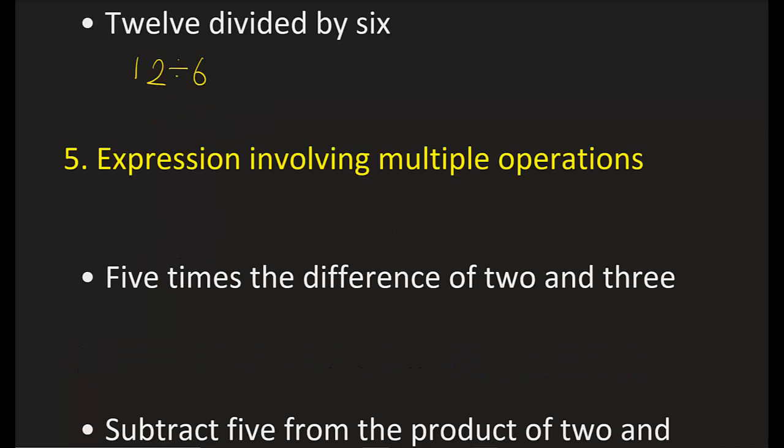Now here comes the complicated part. Expressions involving multiple operations, which means it can involve addition and subtraction, multiplication or division, or anything else. 5 times the difference of 2 and 3. That means we will have to multiply 5 and the difference of 2 and 3, which means in brackets we will write 3 minus 2.